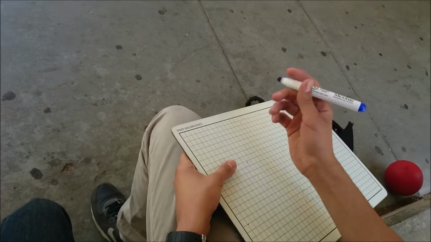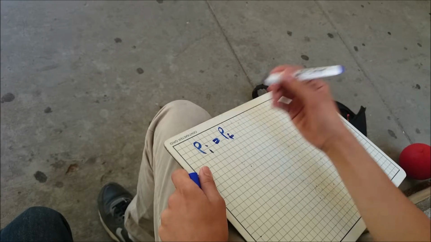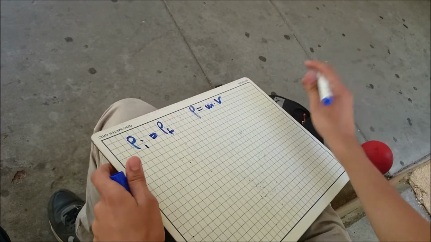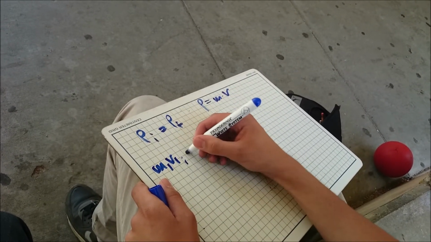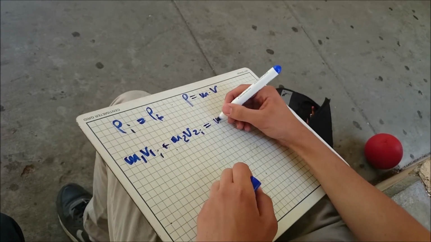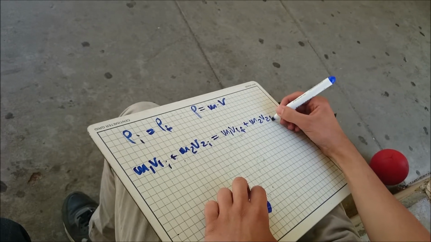Okay, so let's say you want to find the velocity of the small bouncy ball the minute after it collides with the red ball. Well, given the law of conservation of momentum, we know that initial momentum equals final momentum. And since momentum is simply the product of mass and velocity, we can say that m1 v1 initial plus m2 v2 initial equals m1 v1 final plus m2 v2 final.